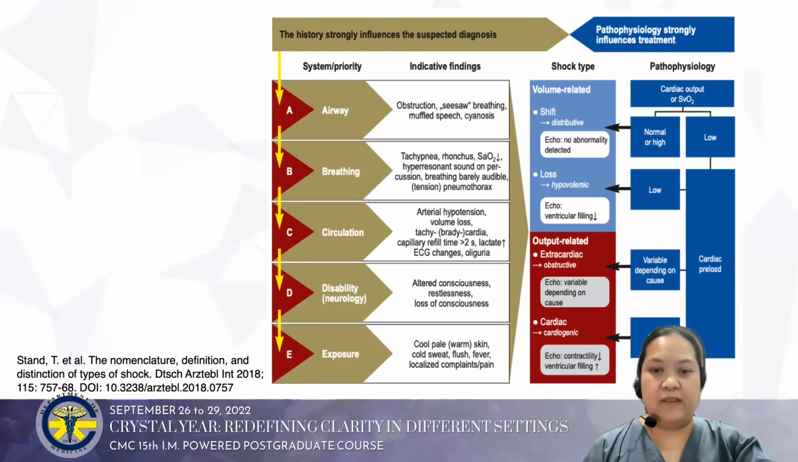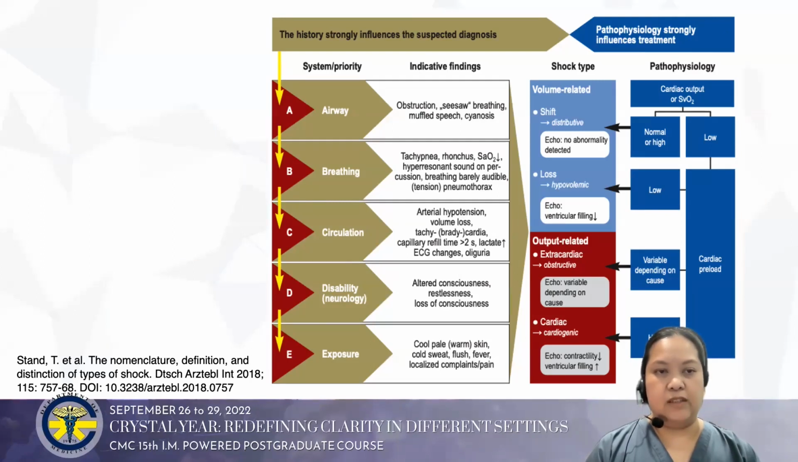Neurology-wise, your patient might have altered sensorium, restlessness, or even loss of consciousness. Evaluating the skin, the patient might be cool and pale, might have warm skin, may have fever, may appear flushed, and may have localized complaints or pain. As we discussed earlier, the different pathophysiology of shock, you have to determine which particular type of shock your patient is actually experiencing so that it may be corrected properly and addressed. That is the most important part of treatment, to address the underlying cause.